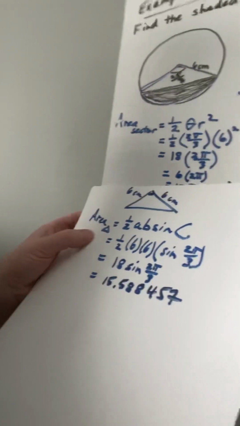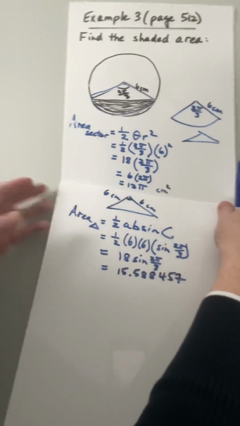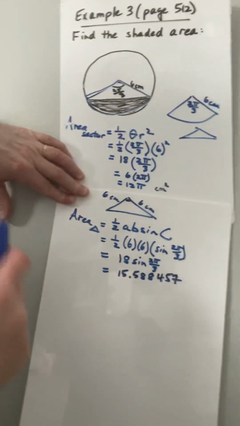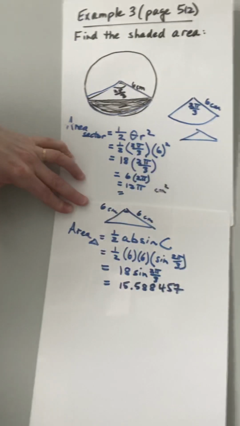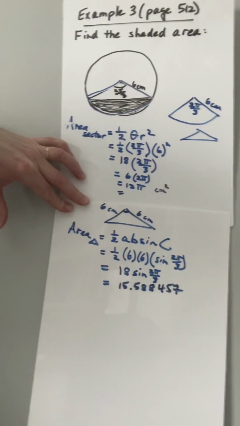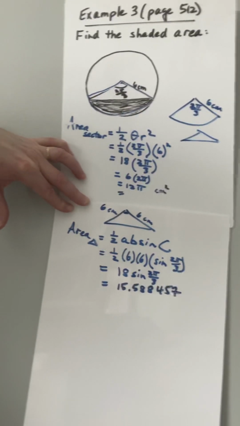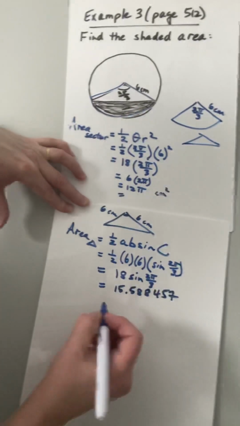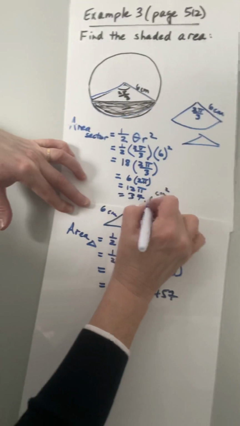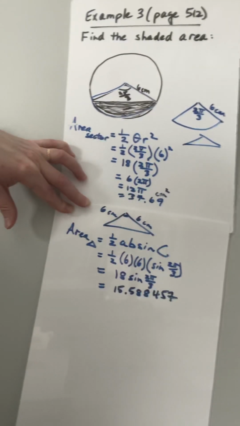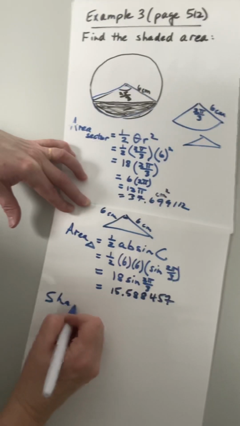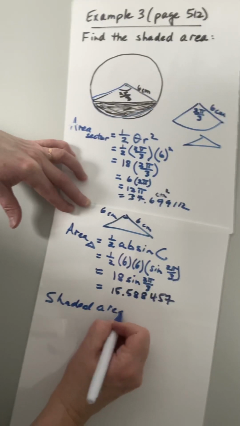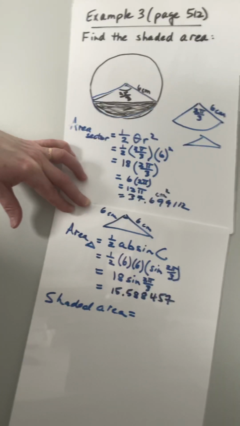All right, so now we have 12 pi for the sector and let's change that into a decimal number as well. 12 times pi. So 12 times pi is 37.699112. All right, so the shaded area then, and again, please make sure you are showing your work and labeling what you're doing so a marker understands.